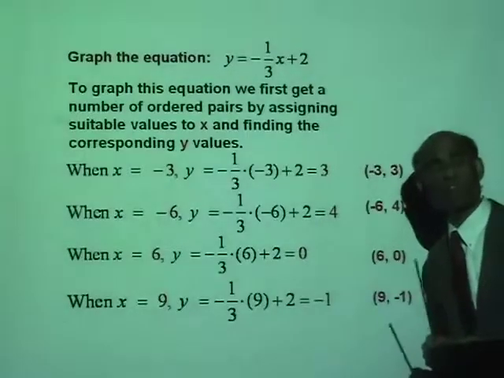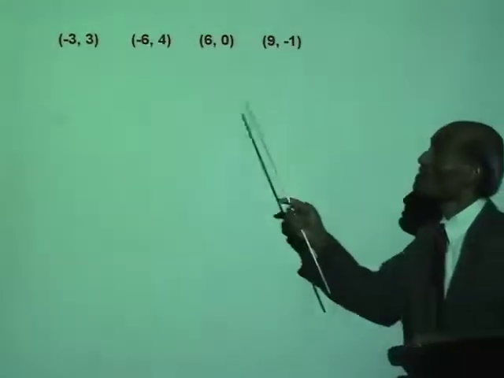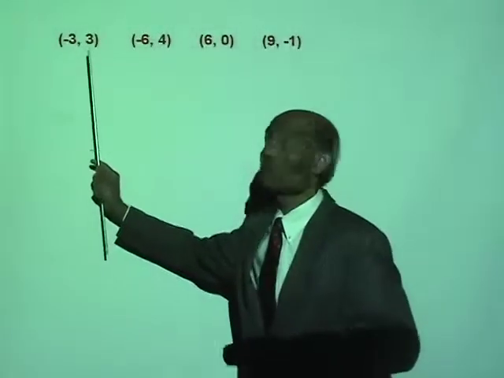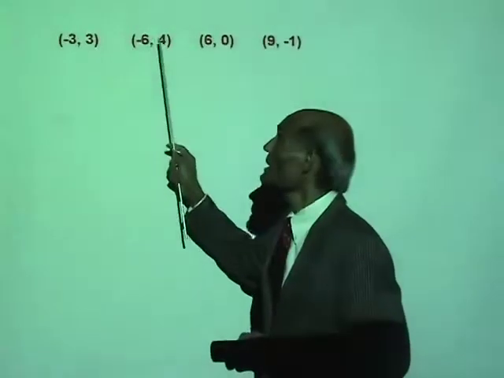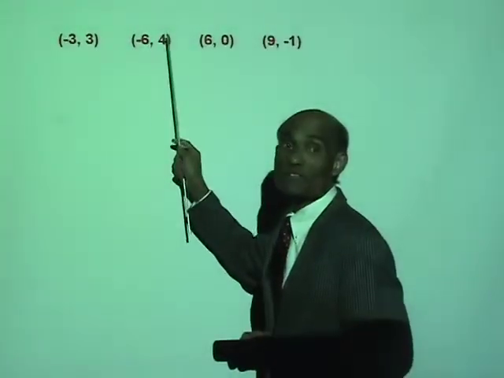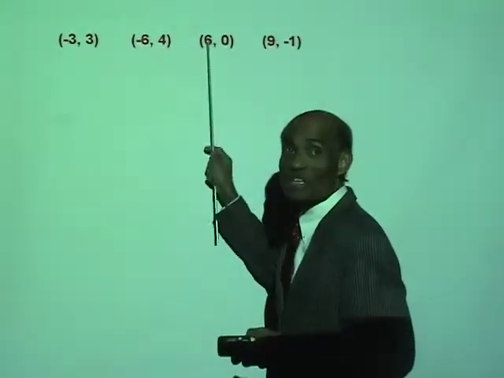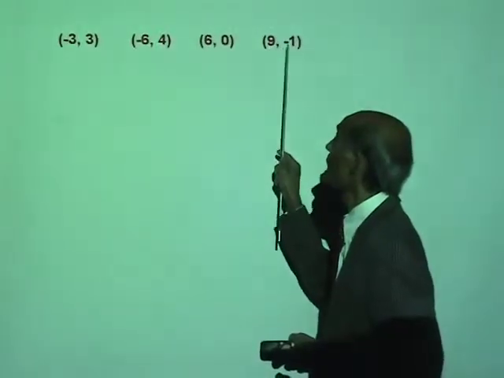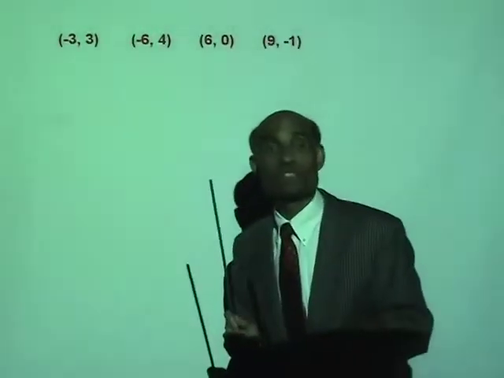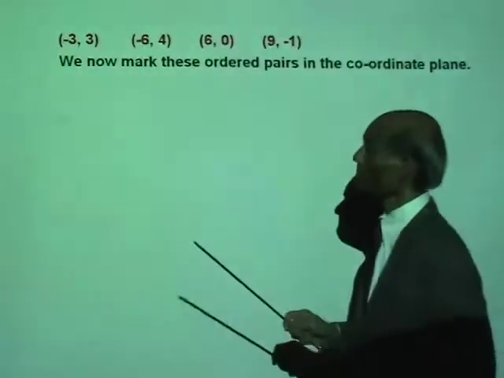I think we have enough ordered pairs to draw that graph. Don't you think so? Alright, let's go and draw the graph. These are the ordered pairs. X equal to -3, y equal to 3. X equal to -6, y equal to 4. X equal to positive 6, y equal to 0. And x equal to 9, y equal to -1. Let's graph these ordered pairs.